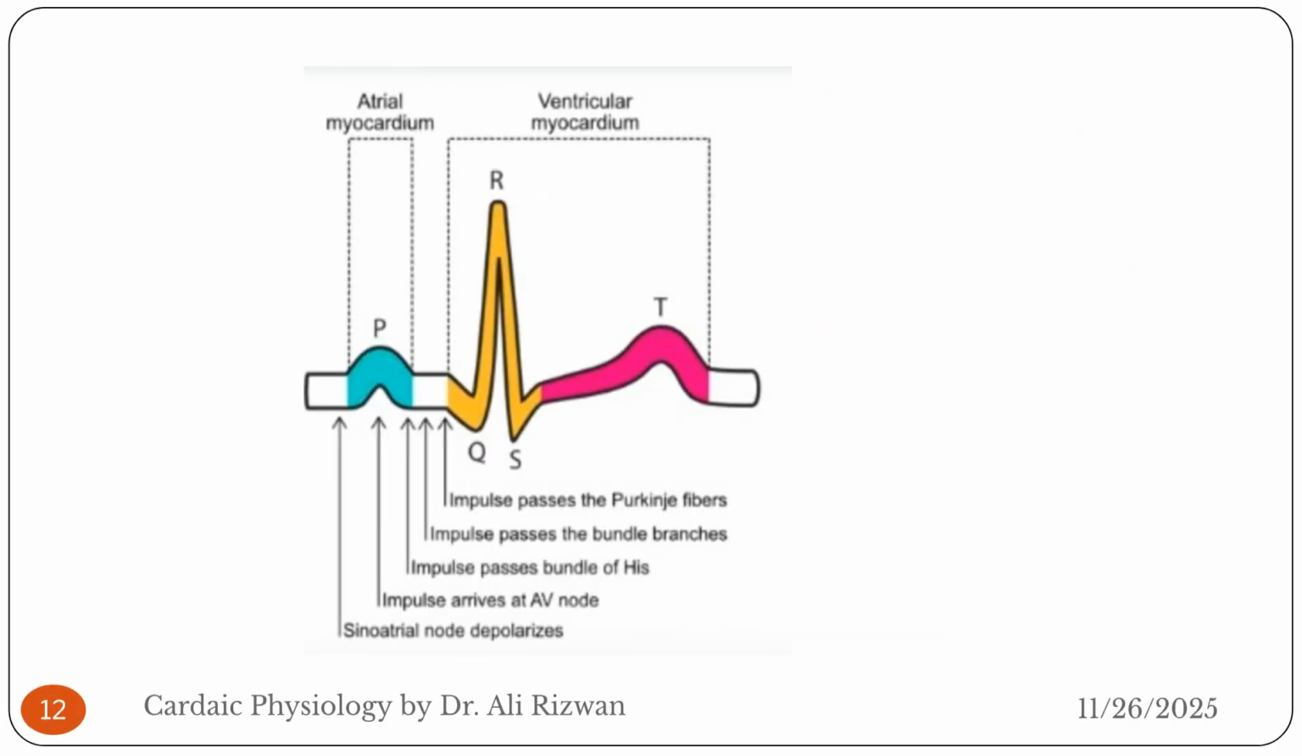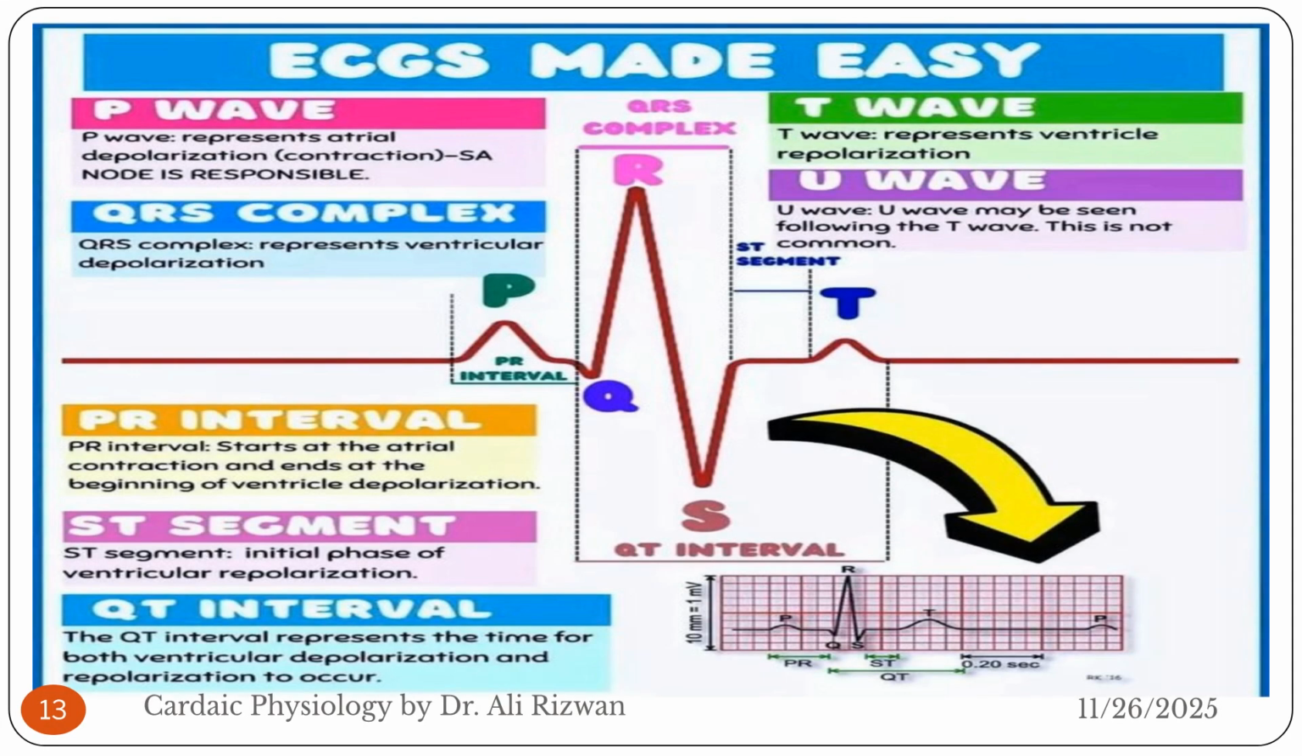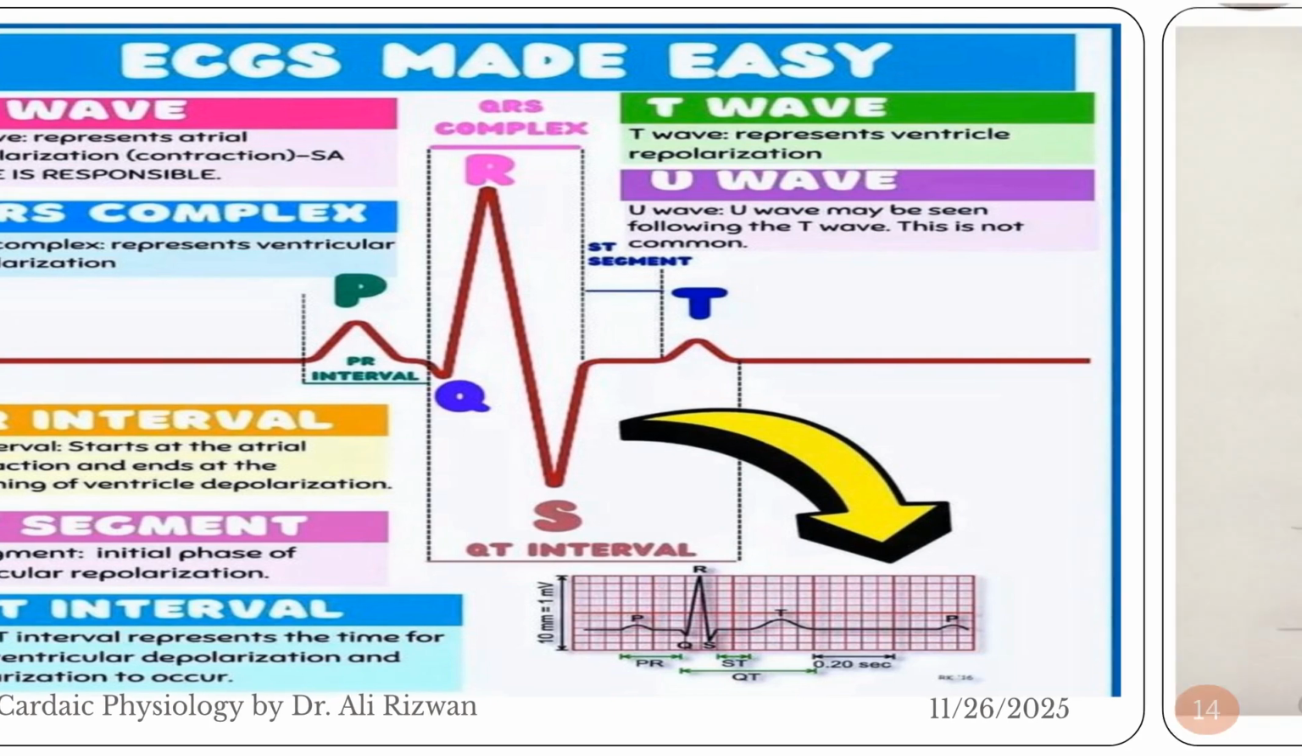This waveform represents the electrical activity of the heart, showing how specific impulses correspond to the depolarization of the myocardium during the cardiac cycle. The ECG trace consists of several parts: the P wave representing atrial contraction, the QRS complex for ventricular depolarization, and the T wave for ventricular repolarization.